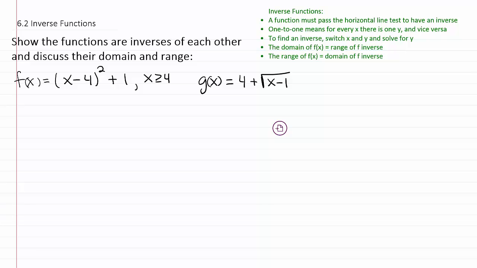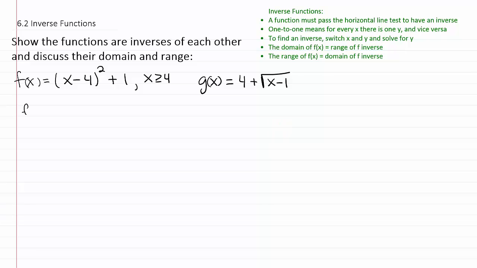Show the functions are inverses of each other and discuss their domain and range. All right, so we're going to use the formal method of showing they're inverses of each other, and that method involves basically performing the composition in both directions. So we'll do f of g of x and then g of f of x. All right, so let's go ahead and do that first.